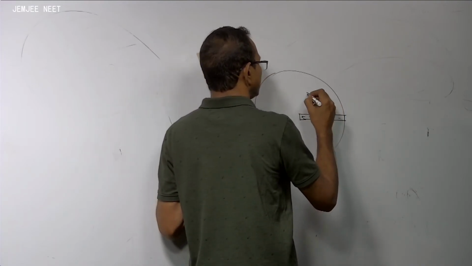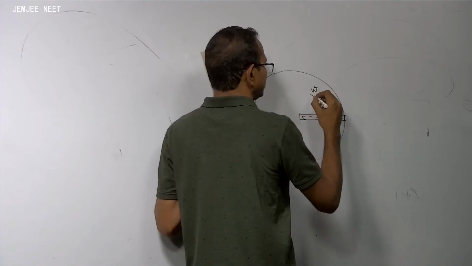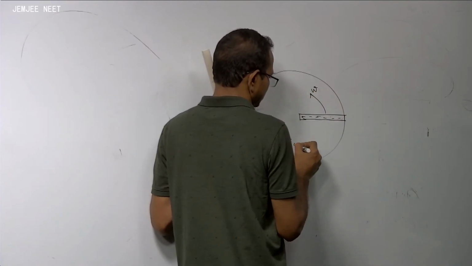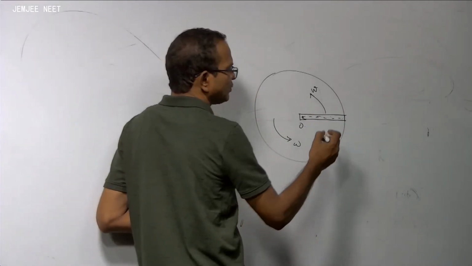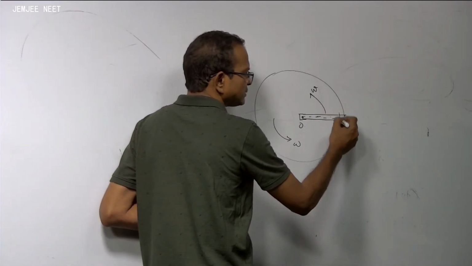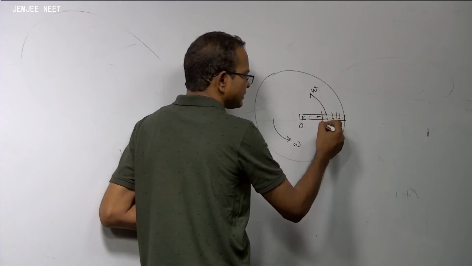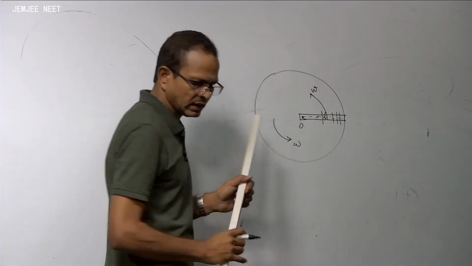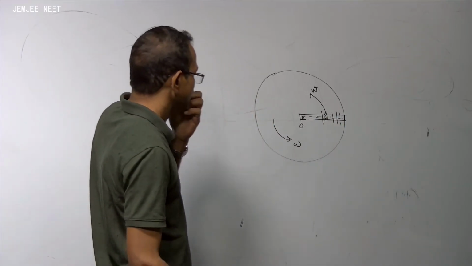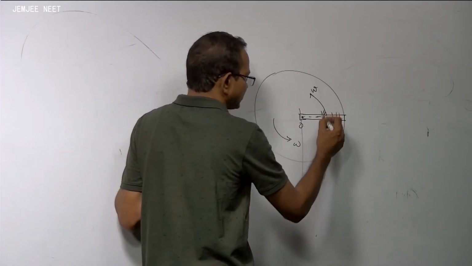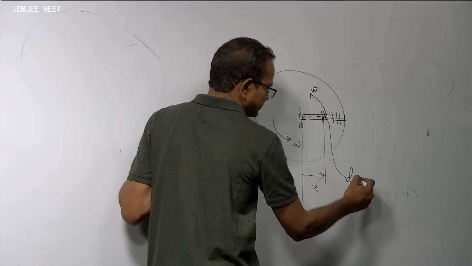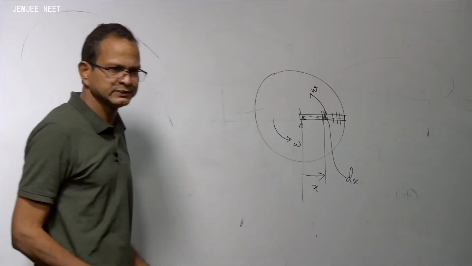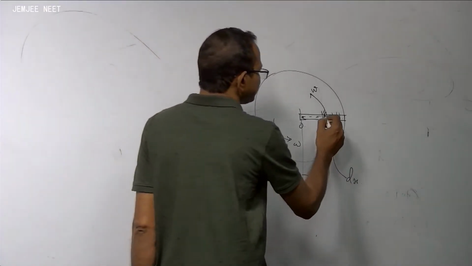A rod is rotated with angular velocity omega, center O. Now we cut this into pieces, slices. Consider one such slice at a distance x from the center, whose thickness is dx. Now, what's the mass of this small piece?